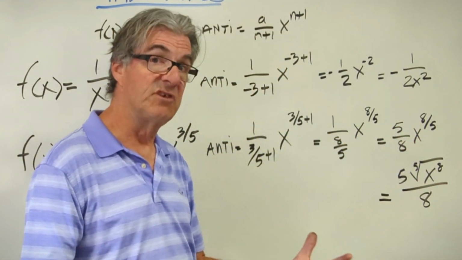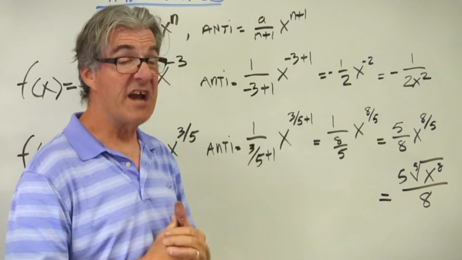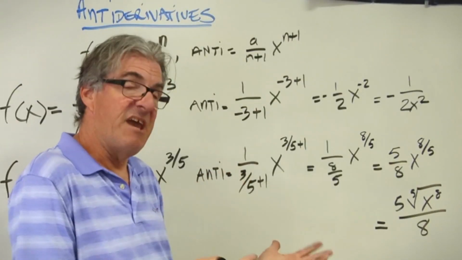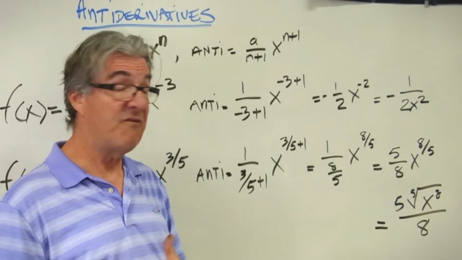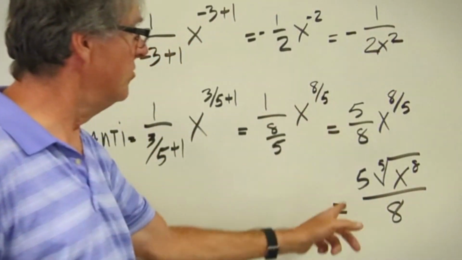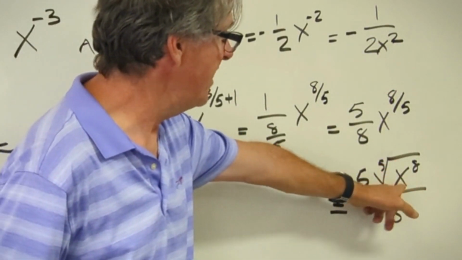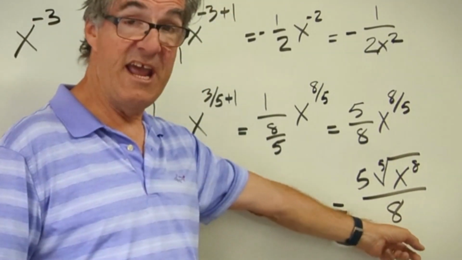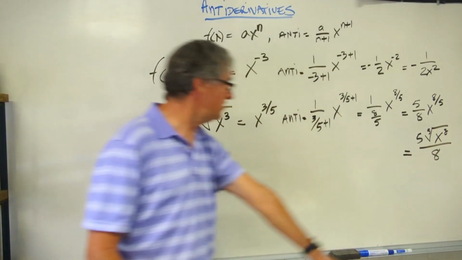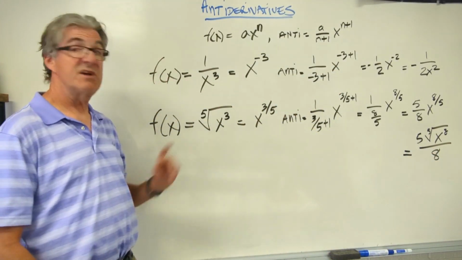Now, sometimes we like to say no fractional exponents. And so in some cases, that's considered more simplified. So I just went back to my root form. And so now I have 5 times the 5th root of x to the 8th power over 8. That's my antiderivative of this expression.